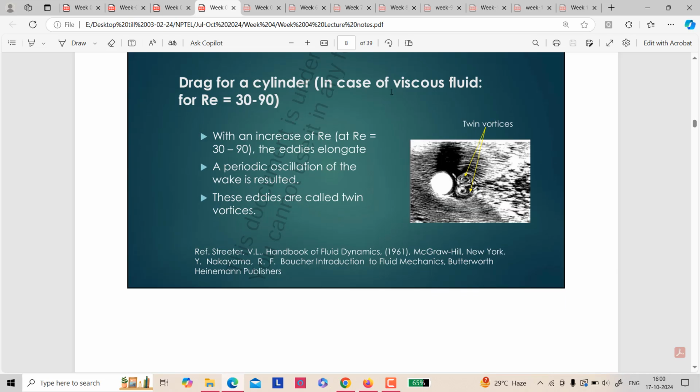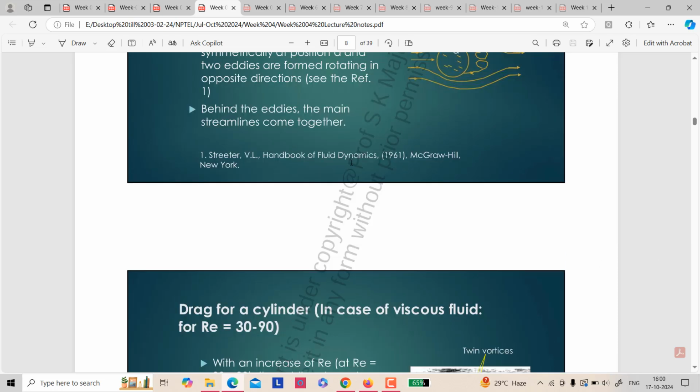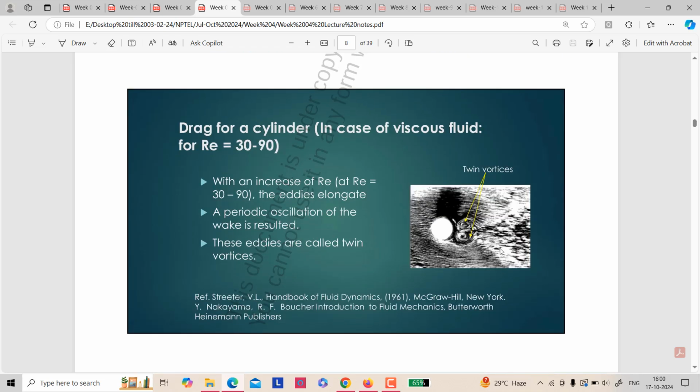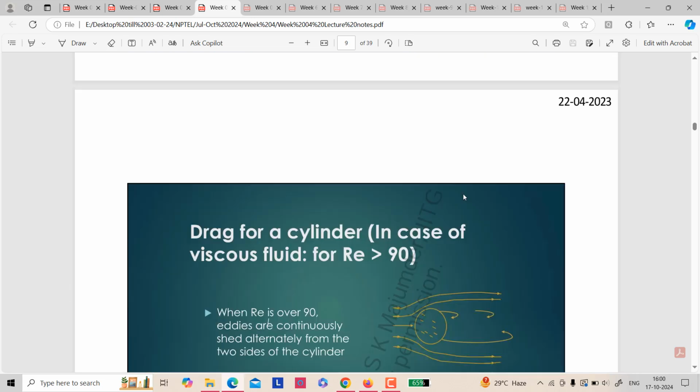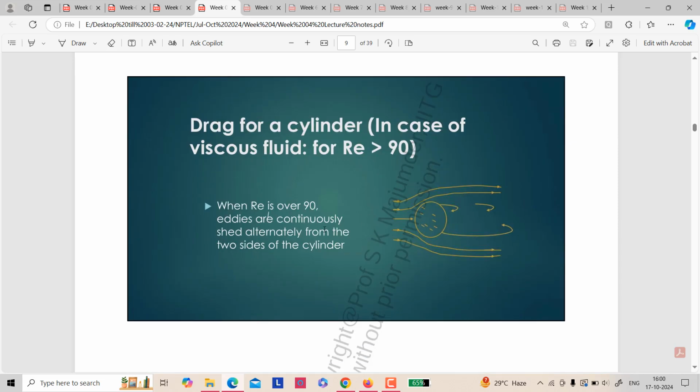When the velocity around the solid is increased, it starts creating some mixing vortex. Two vortices are simultaneously getting formed. That is why it is called twin vortex. Then again the Reynolds number is increased and now the flow separation happens. You can see the eddies are continuously shed alternately from the two sides. So now the vortices are formed in an alternate way. That is why they are called eddies and they are being shed.